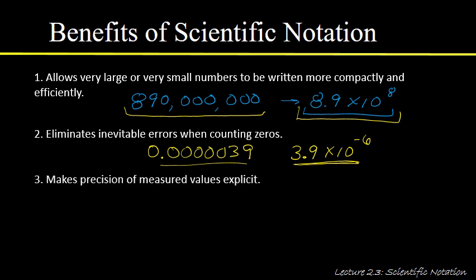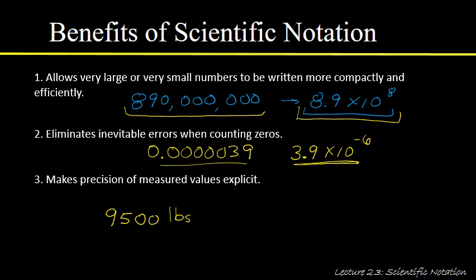And the third reason, this maybe is the most important reason, is that it makes the precision of measured values explicit. Remember last time in the video on significant figures, we had an elephant that weighed 9,500 pounds. And we said that typically when we see a number like this, we would assume that the last significant figure is this 5, right? And so the error or the imprecision would be in the 100ths place.